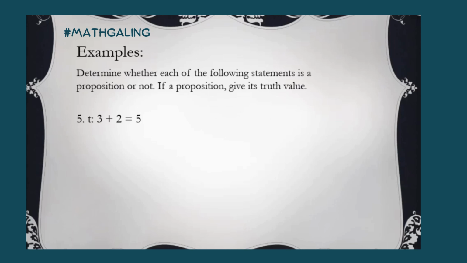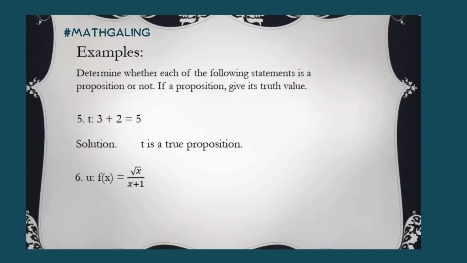Now, let's give another example. Let's say it's number 5: 3 plus 2 is equal to 5. So our solution for example 5 is, T is a true proposition. Why? Yes, we all know that 3 plus 2 is equal to 5, so it is a true proposition.